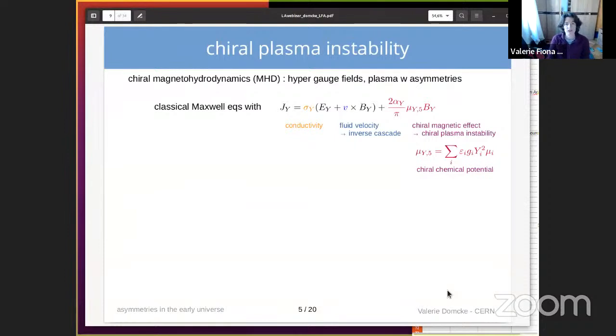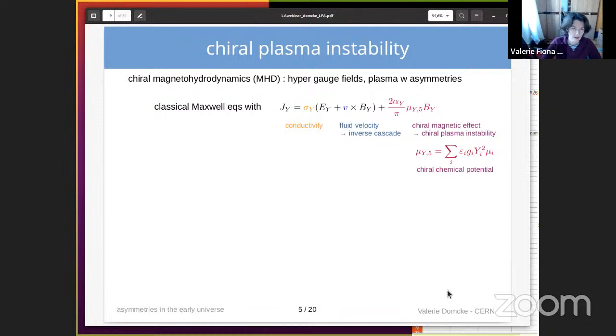Okay, that was the first ingredient. The second ingredient that we need is the so-called chiral plasma instability. So this is an effect in chiral magnetohydrodynamics. The system that I'm studying here on this slide is I have a hypergauge field, so U(1)_Y. I have a thermal plasma of particles, and I will allow for asymmetries in these particle species. So I will allow for chemical potentials. And I'm describing this in a very coarse-grained way, hence the word hydrodynamics, right? So this is really an effective theory. I'm not tracking the individual particles, but I'm describing this as a fluid.